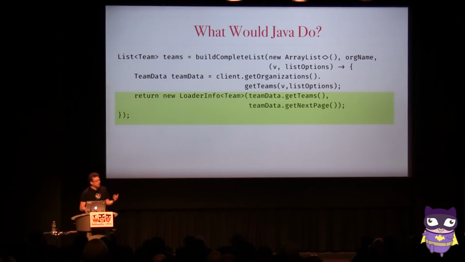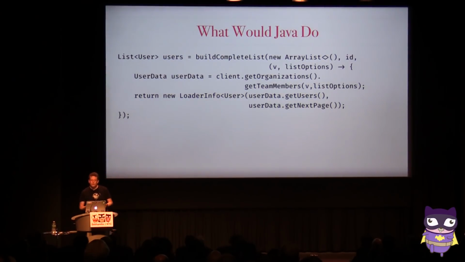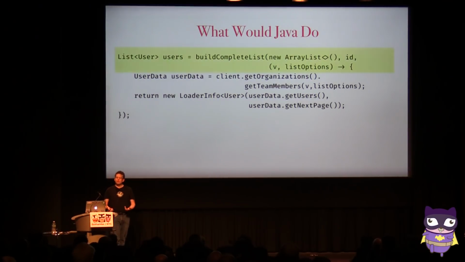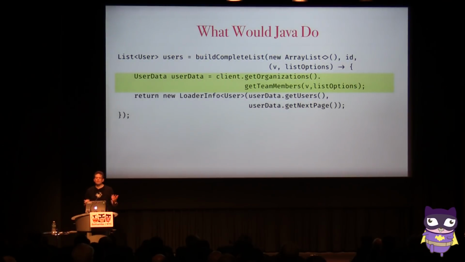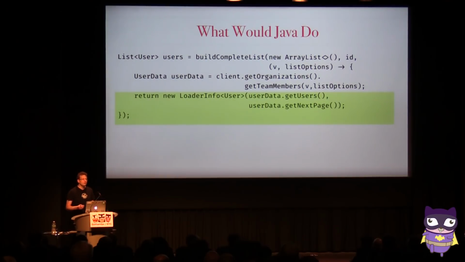And you could use buildCompleteList to pull down all the users of a team also. And the code is almost exactly the same. The difference is just the types and the API call that you're making. So you pass in an empty array list of the right type, you call the GitHub API to return all the team members for an ID, and you return back a LoaderInfo with a field of the right type to hold the users. And the solution shows that the power of generics is more than just type-safe containers. Generics allow you to abstract the same algorithm over multiple data types.